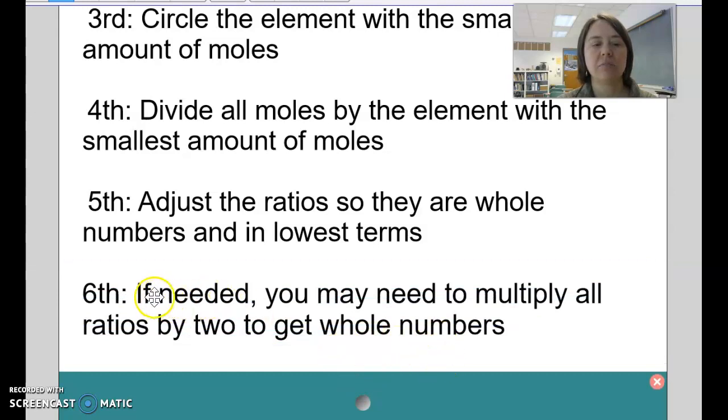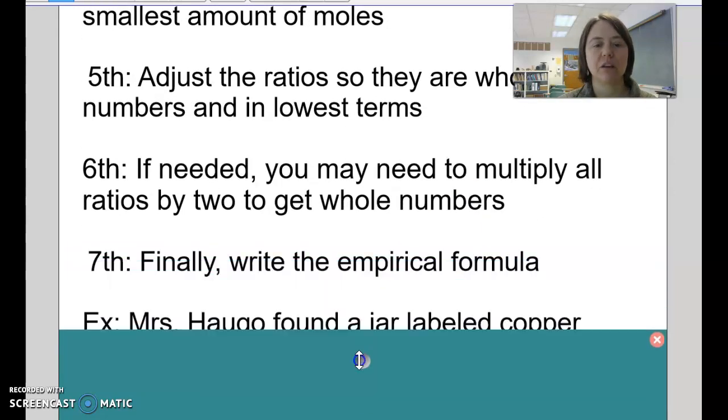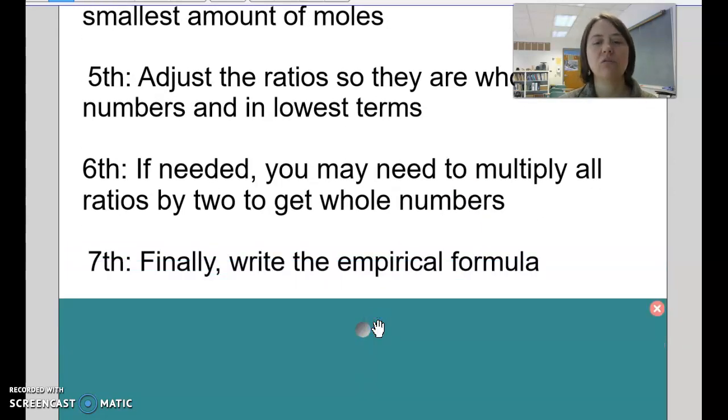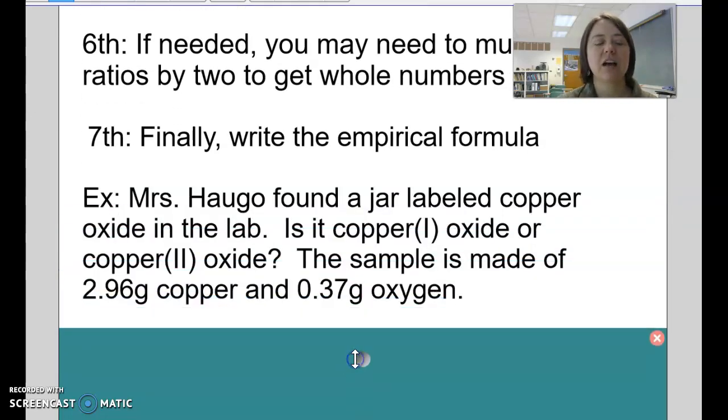And if needed, again, you may need to multiply all the ratios by 2 to get whole numbers. So if you had 2 and 1.5, you times everything by 2, you would get 4 and 3 are your ratios. Finally, write the empirical formula out. So you write your element and then your numbers that you found, those ratios, as subscripts. Okay, please write this down.